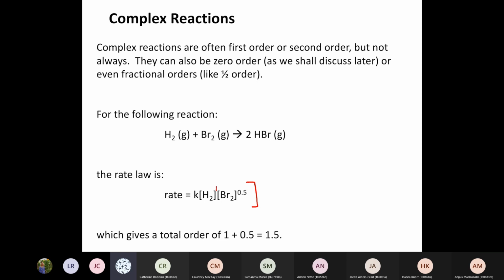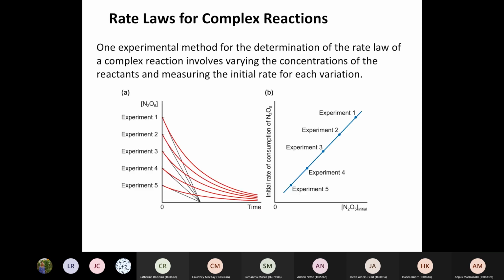So the order of this overall reaction is 1.5. And you can basically have any number, decimal or fraction, as your order for the reaction. Okay, so what we want to do then is figure out, for a complex reaction, how we experimentally determine the rate law. It turns out there are lots of different methods you can use, but we're going to deal with one such method.